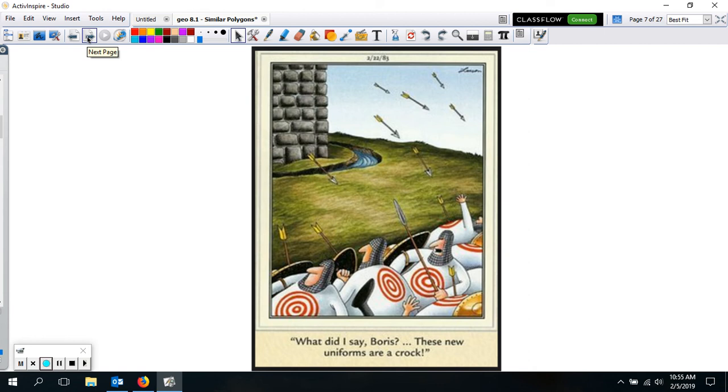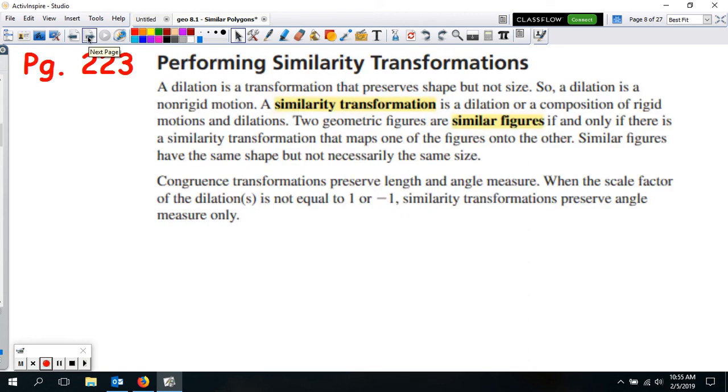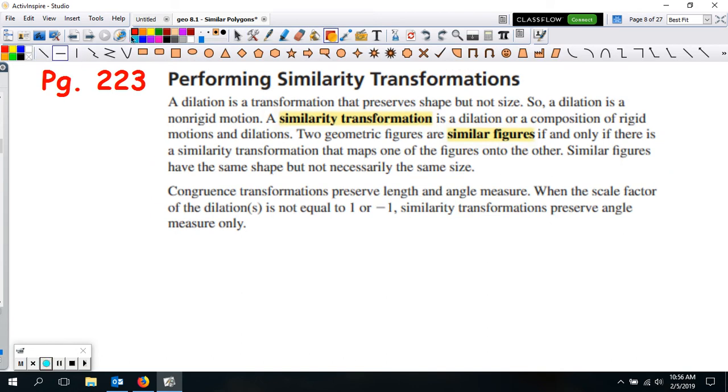All right, so into the vocabulary, which is on page 223. There's 3 vocabulary terms. Let's just start with these 2, and these are actually review vocabulary. We're talking about similarity transformations a little bit and similar figures in this chapter. A dilation is a transformation that preserves shape but not size. We saw that back in chapter 4 about dilations. Dilation is a non-rigid motion. A similarity transformation, here's what you can write, is a dilation or a composition of rigid motions and dilations.